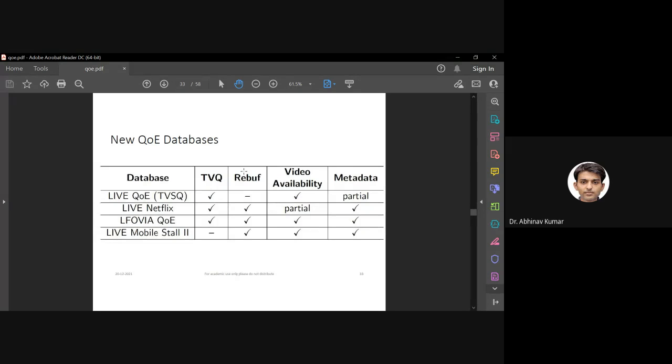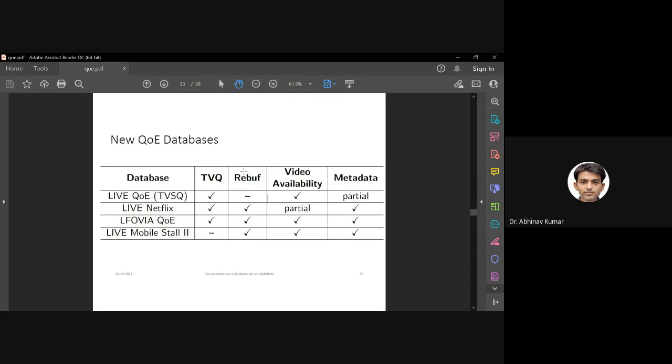if you look at it, the LIVE QoE or TVSQ data set, which was already there, captured time-varying quality but did not capture rebuffering. The videos are openly available, but the metadata was only partially available. The LIVE Netflix database captured rebuffering and time-varying quality also, but the video availability was only partial.